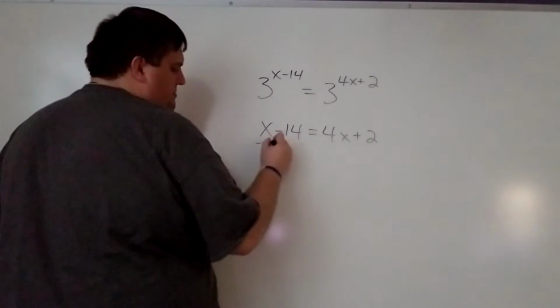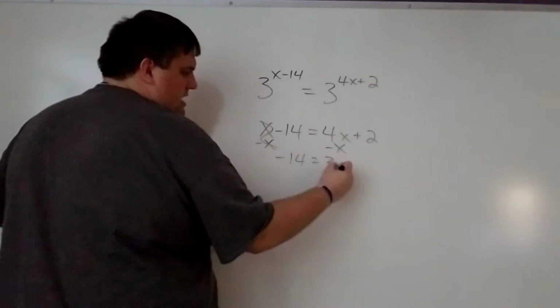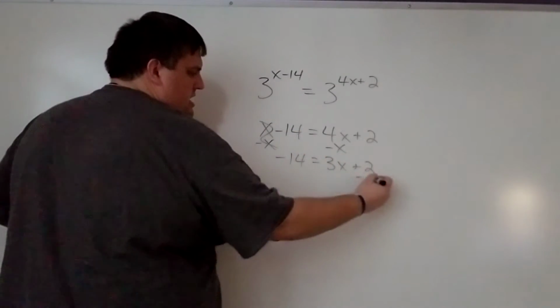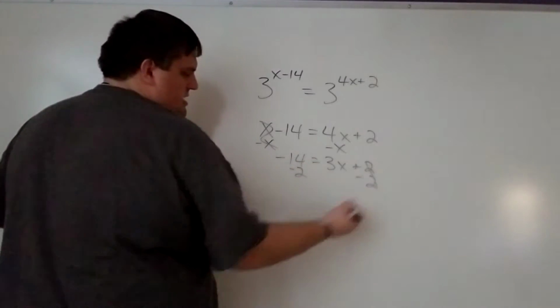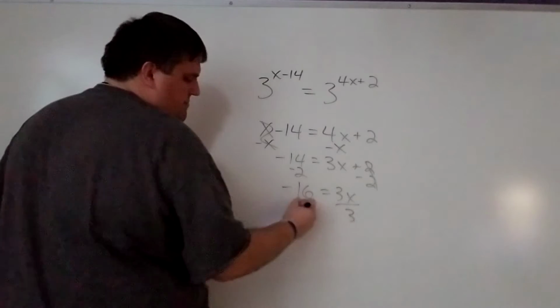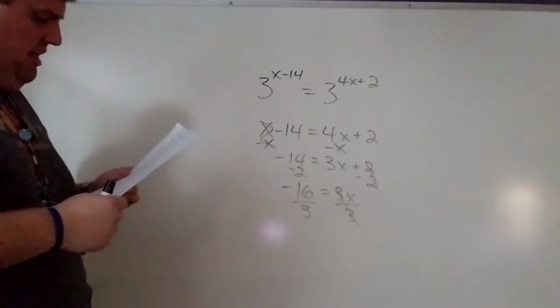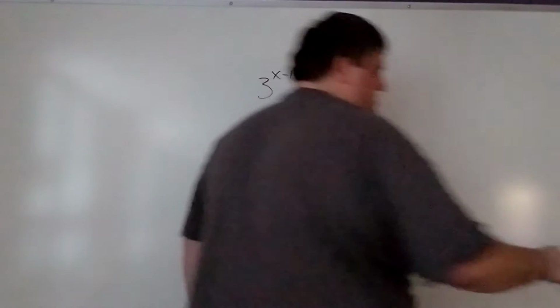So I subtract x from both sides, that'll give me 3x plus 2. Then I subtract 2, so negative 16 equals 3x, and then I divide by 3. So my answer for the first one is x equals negative 16/3.